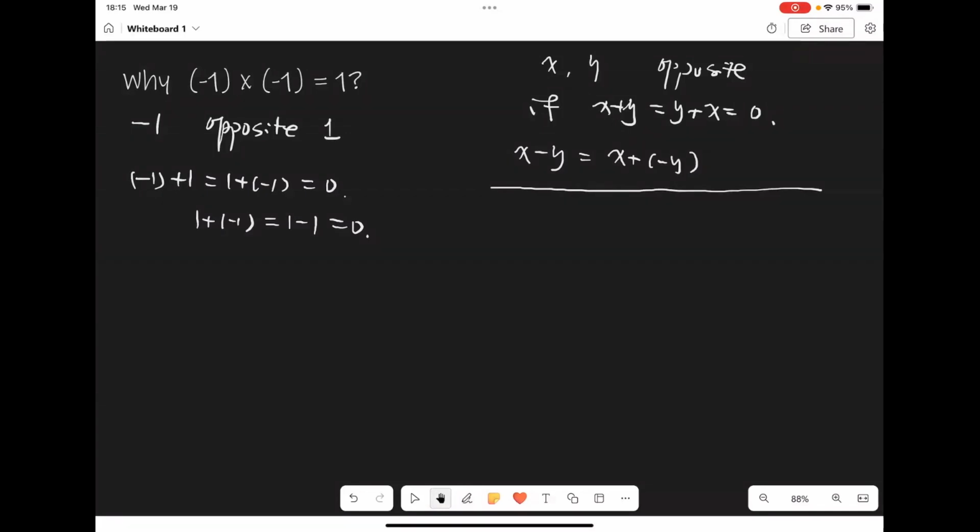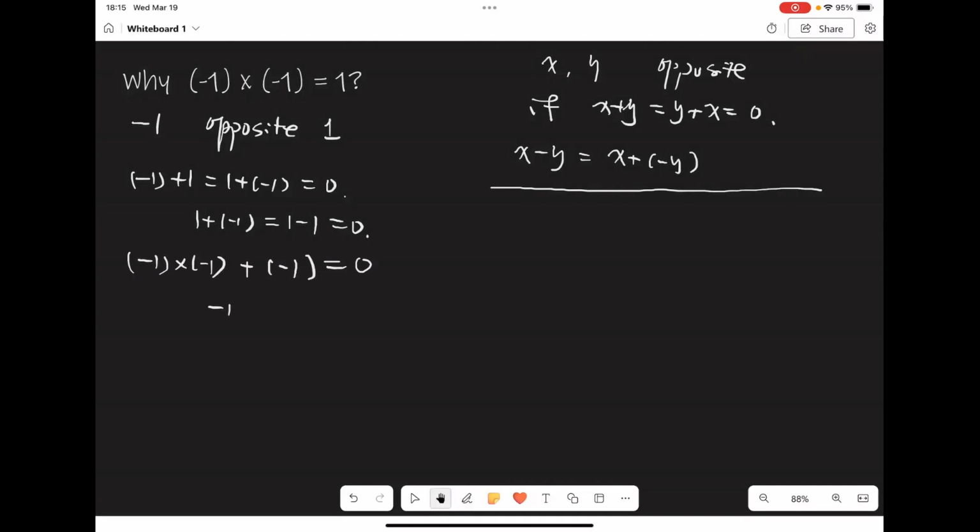In order to show that -1 times -1 equals 1, we change our viewpoint. We can show that -1 times -1, in fact, is the opposite of -1. That means we need to verify that -1 times -1 plus -1 equals 0.